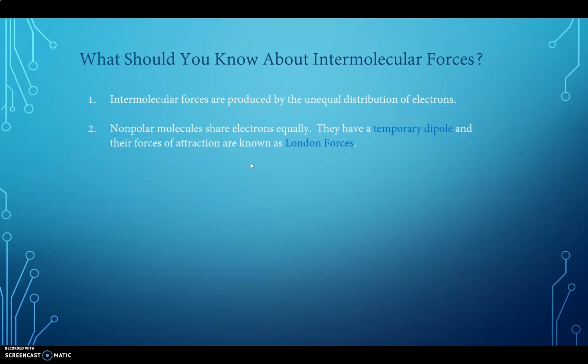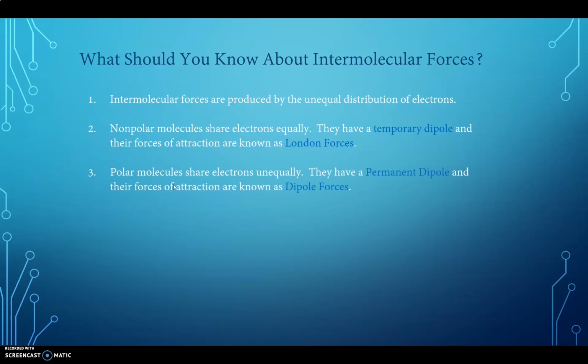Nonpolar molecules share electrons equally. So they're normally nonpolar, but they can temporarily become polar. As the electrons move around, they can move to one side and form these temporary dipoles. And the forces of attraction in nonpolar molecules are commonly referred to as London forces.